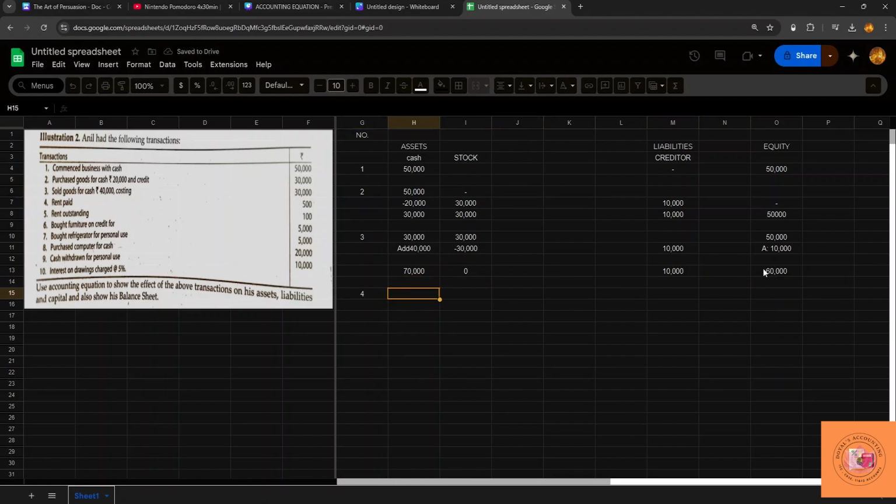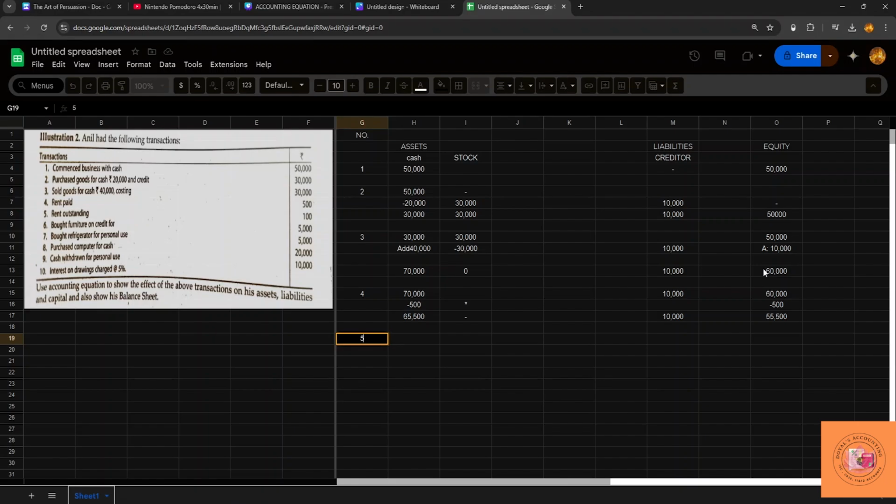Rent paid. Now rent is an expense. So our cash will reduce and so will our capital. 70,000 minus 500. 10,000. Okay, yeah, this will be here. And 60,000 minus 500. So this will be 55,500. 10,000. Nothing here. And 65,500. Balanced.